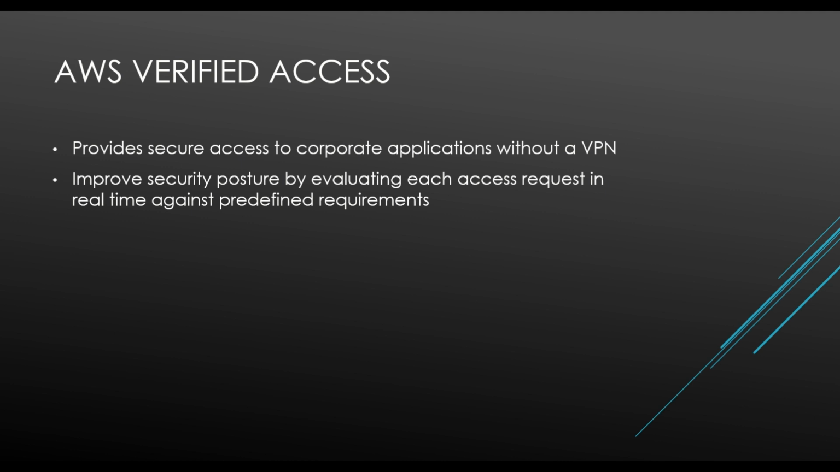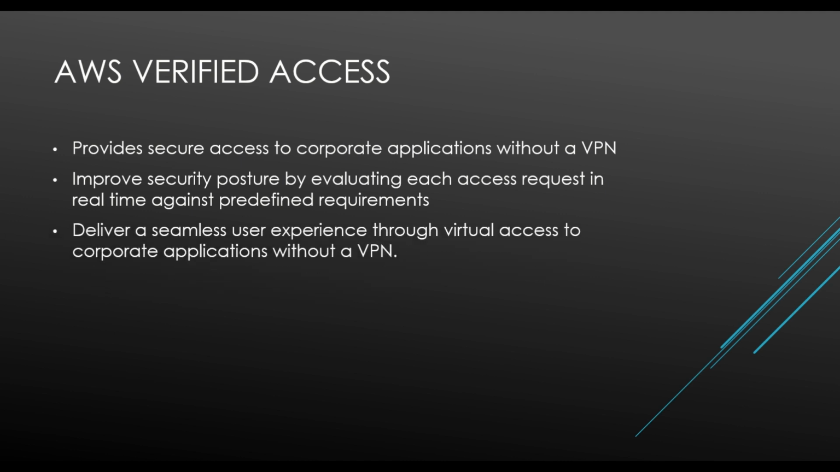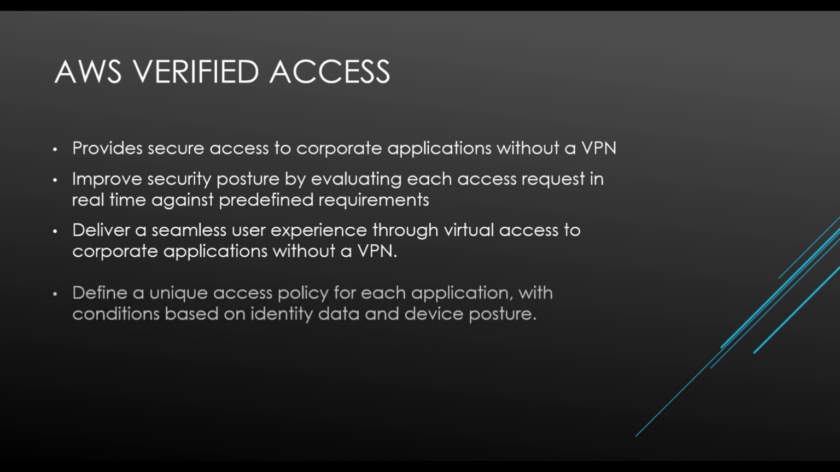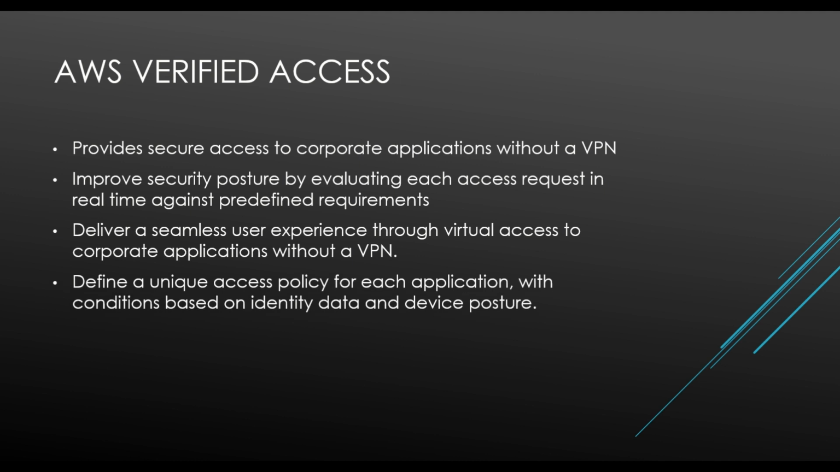To verify users against specific security requirements, Verified Access integrates with AWS and third-party security services to source information about identity, device security status, and location. And it delivers a seamless user experience through secure access to corporate applications without a VPN, and defines a unique access policy for each application with conditions based on identity, data, and device posture.